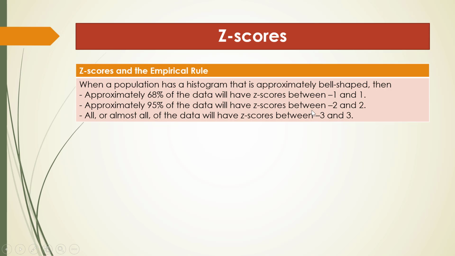The Z-score for -2 sigma is -2. The Z-score for 2 sigma is 2. So approximately 95% of the data will have Z-score between -2 and 2. And the last one is simple. All or almost all of the data will have Z-score between -3 and 3.